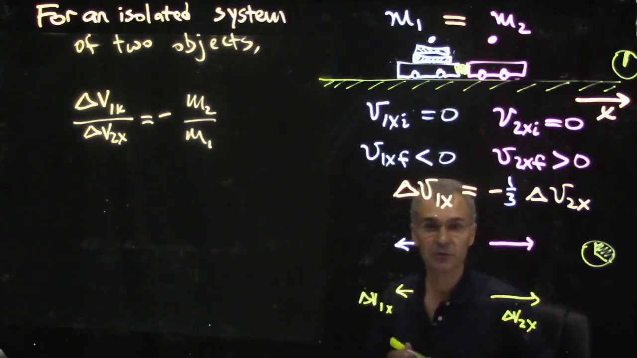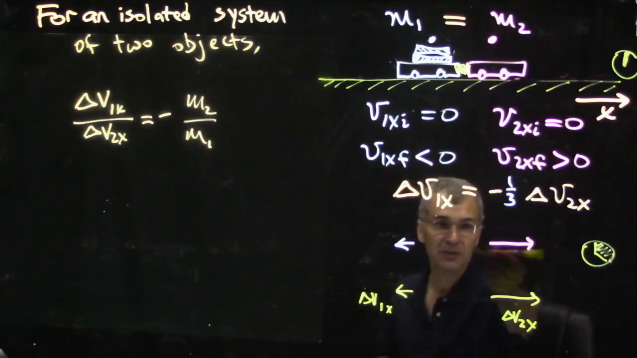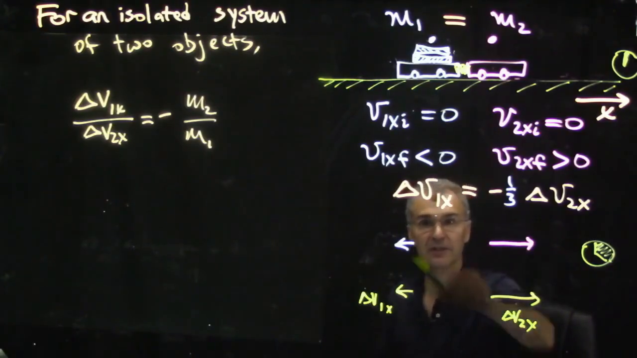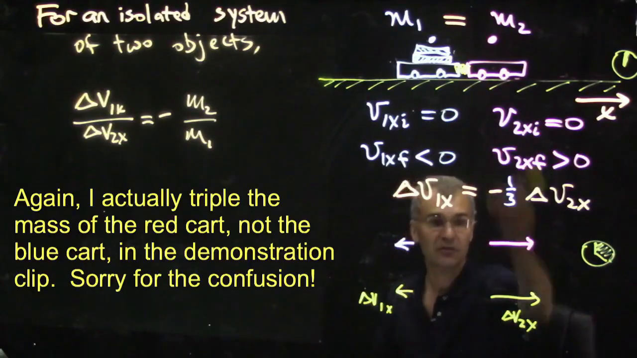So the final velocity of the blue cart will be this little arrow, let's say 1 unit long, to the left, and the final velocity for the red cart will be this big arrow, let's say 3 units long, to the right. So then this minus 0 is like that, and this minus 0 is like that.